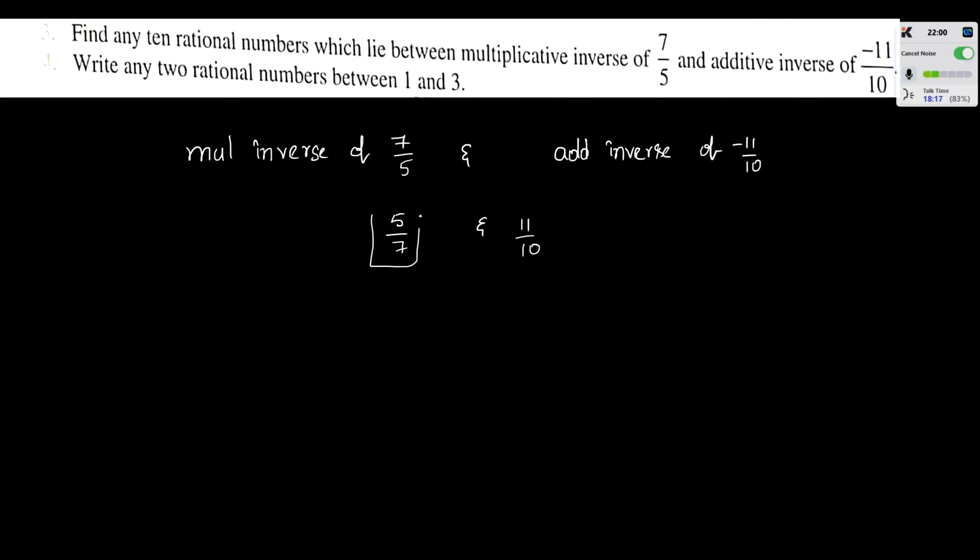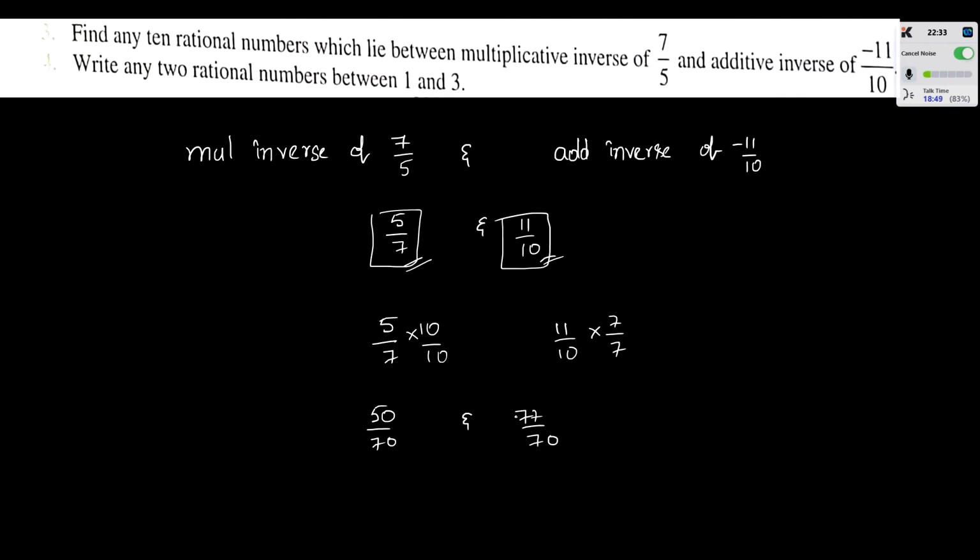Now these are the numbers, 5 by 7 and 11 by 10, and since the denominators are not equal, we'll make them equal by cross multiplication. So 5 by 7 into 10 by 10 and 11 by 10 into 7 by 7. Remember, if you want to make the denominators equal, we have to multiply with the opposite denominators. So that will become 50 by 70 and 77 by 70.